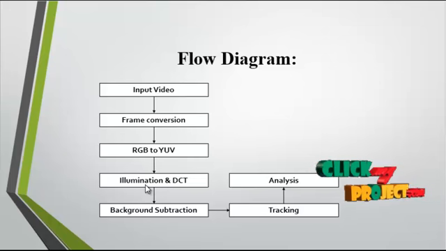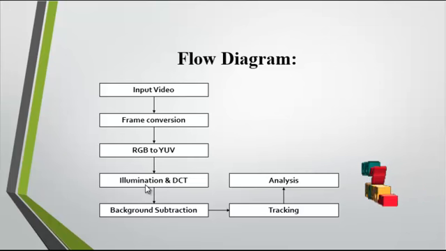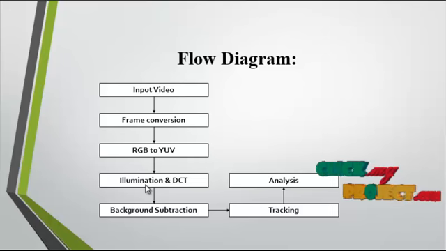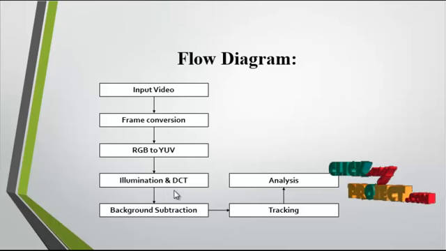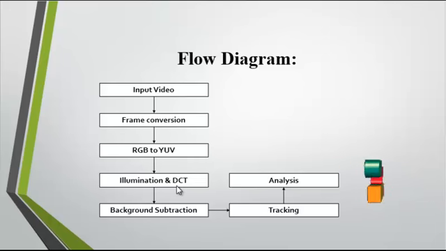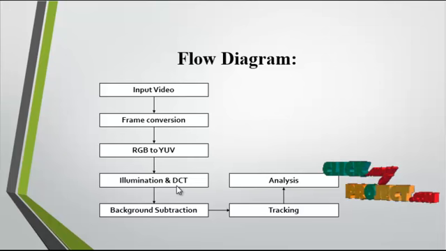The illumination is nothing but the illumination variance between the frames in the video. If the illumination of the video frames is high, the frame will be brighter. If the illumination of the frame is low, the frame will be darker. The DCT is the discrete cosine transform, which is also applied to all these frames.